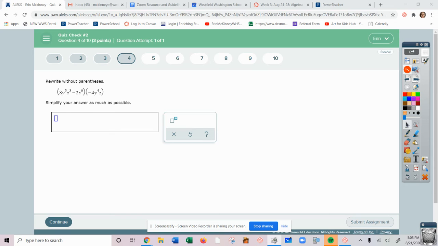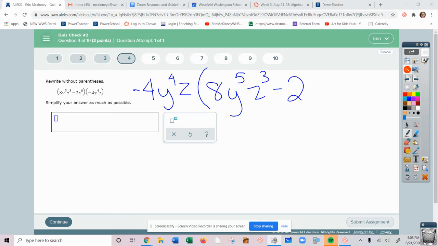Number 4, we've talked about this, how it looks a little bit backwards, but it's the exact same idea. So for a lot of you, you'll probably just want to rewrite it with this monomial or the 1 term in front. So the negative 4y to the 4th z times 8y to the 5th, z to the 3rd, minus 2z to the 6th. Okay, so if we distribute here, 8 times negative 4 gives us a negative 32.